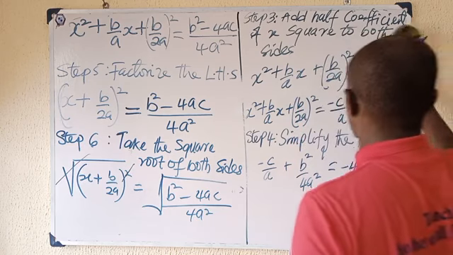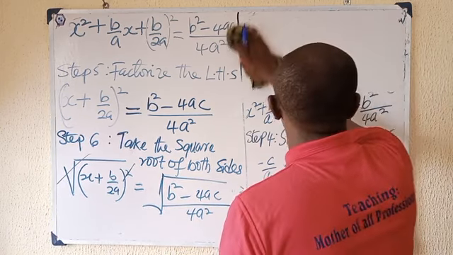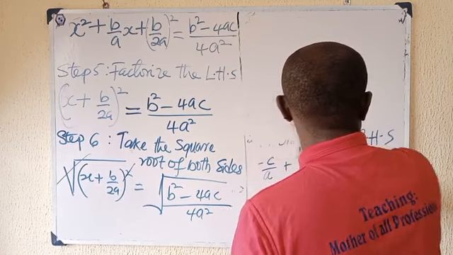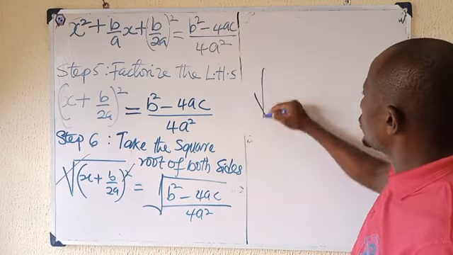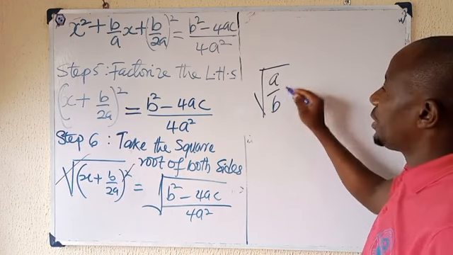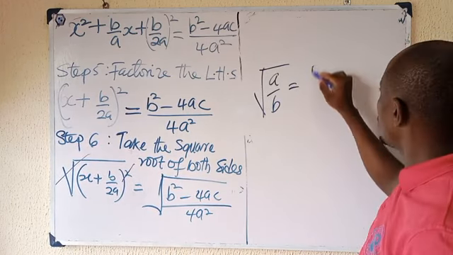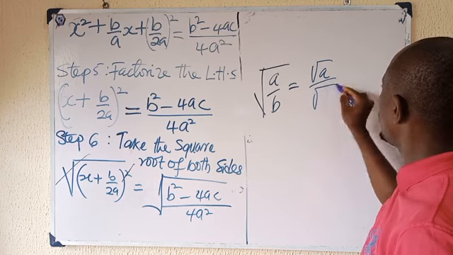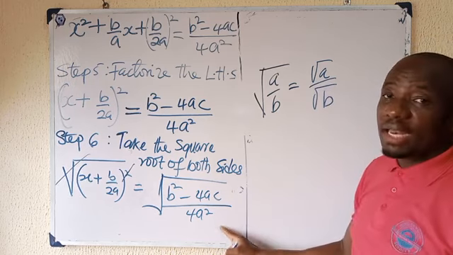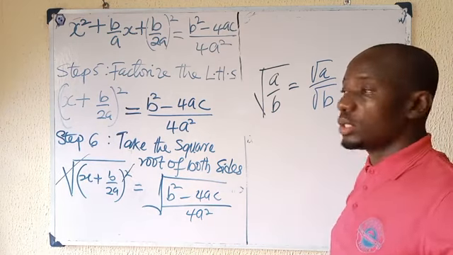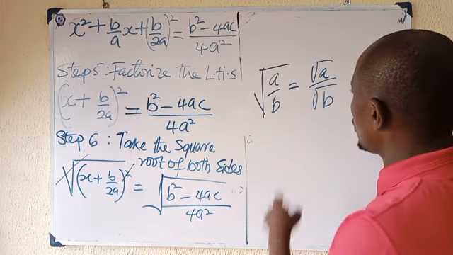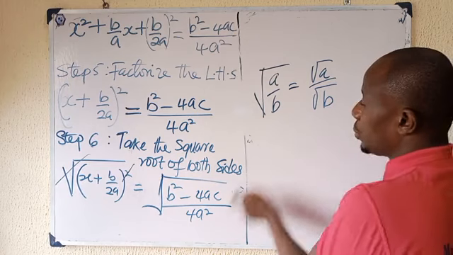the rule of surds. I also have a video on surds, so please feel free to watch it, which says that if you have root of a over b, that is the same thing as what? Root a divided by root b. Remember, so we're going to apply that rule here. If you don't understand this, please check the rules of surds. It's still on my channel, you will see it there. So we're going to apply this rule here.